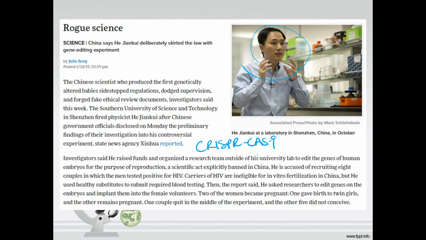And he invited couples who couldn't have a baby because the dads were HIV positive. So he took HIV positive dads, he took their sperm, he rinsed the virus away from the sperm, he used the sperm to fertilize eggs from the women in these couples. And then he had embryos. In these embryos, he used CRISPR-Cas9 to edit some genes that would make these humans resistant to HIV, which is, again, a great goal. But CRISPR-Cas9 has not been around for that long.